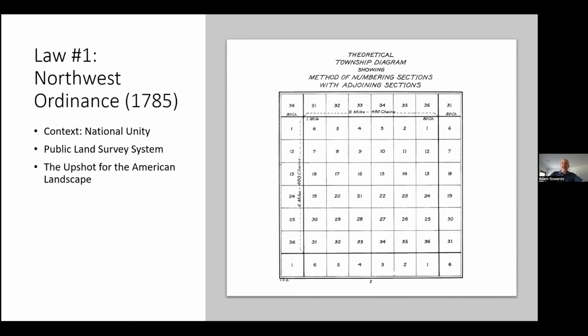And the Confederated Congress, the Continental Congress, and I'll stress here, this is before the Constitution has been ratified, passed a series of ordinances, and the key one I'm talking about here is in 1785. And among the key elements of this law was the public land survey system, and you can see there on the screen the idealized form of the landscape. The plan in this survey system was that surveyors would spread forth across the continent, measure everything out.